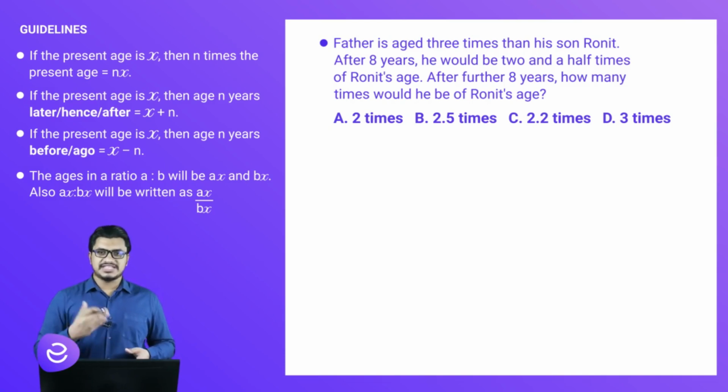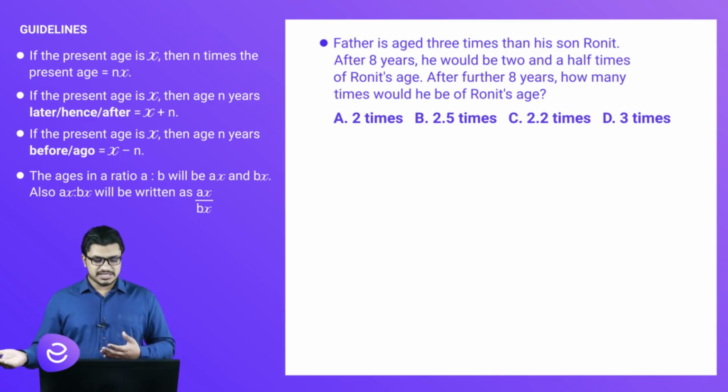Then after 8 years, so after means we already studied that we'll add plus 8 on both the sides, for father and for Ronit. So after 8 years he would be 2.5 times of Ronit's age. So right now father is 3 times Ronit's age. After 8 years father will be 2.5 times Ronit's age. Now after further 8 years, again after 8 years, how many times would he be of Ronit's age?